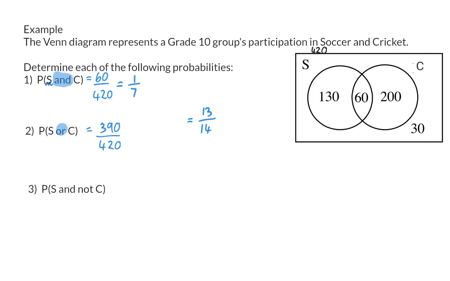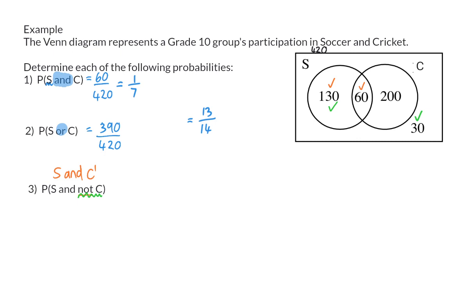Question 3. Determine the probability that a learner chosen plays soccer and not cricket. Not can also be indicated with a dash. So here they could have also asked for soccer and not cricket by adding the dash. So again, we have to work with 2 different events. Our first event is soccer again, so that's the 130 and 60. The second event is not cricket. The not in front of cricket means that we need to have a look at what is in cricket and exclude that from our answer. So not cricket is the 130 and 30.